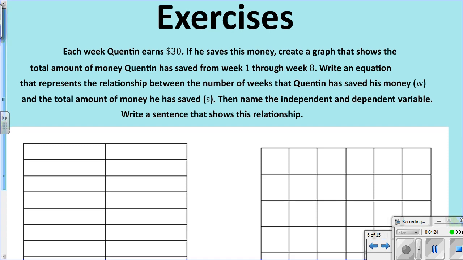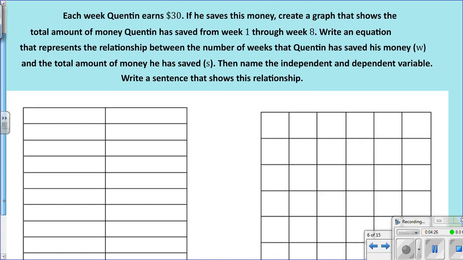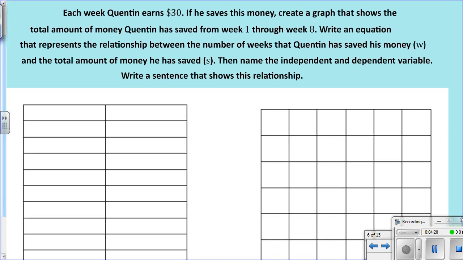One last one together. Each week, Quentin earns $30. If he saves this money, create a graph that shows the total amount of money Quentin has saved from week 1 through week 8. Write an equation that represents the relationship between the number of weeks that Quentin has saved his money and the total amount of money he has saved. Then name the independent and dependent variable. Write a sentence that shows this relationship.